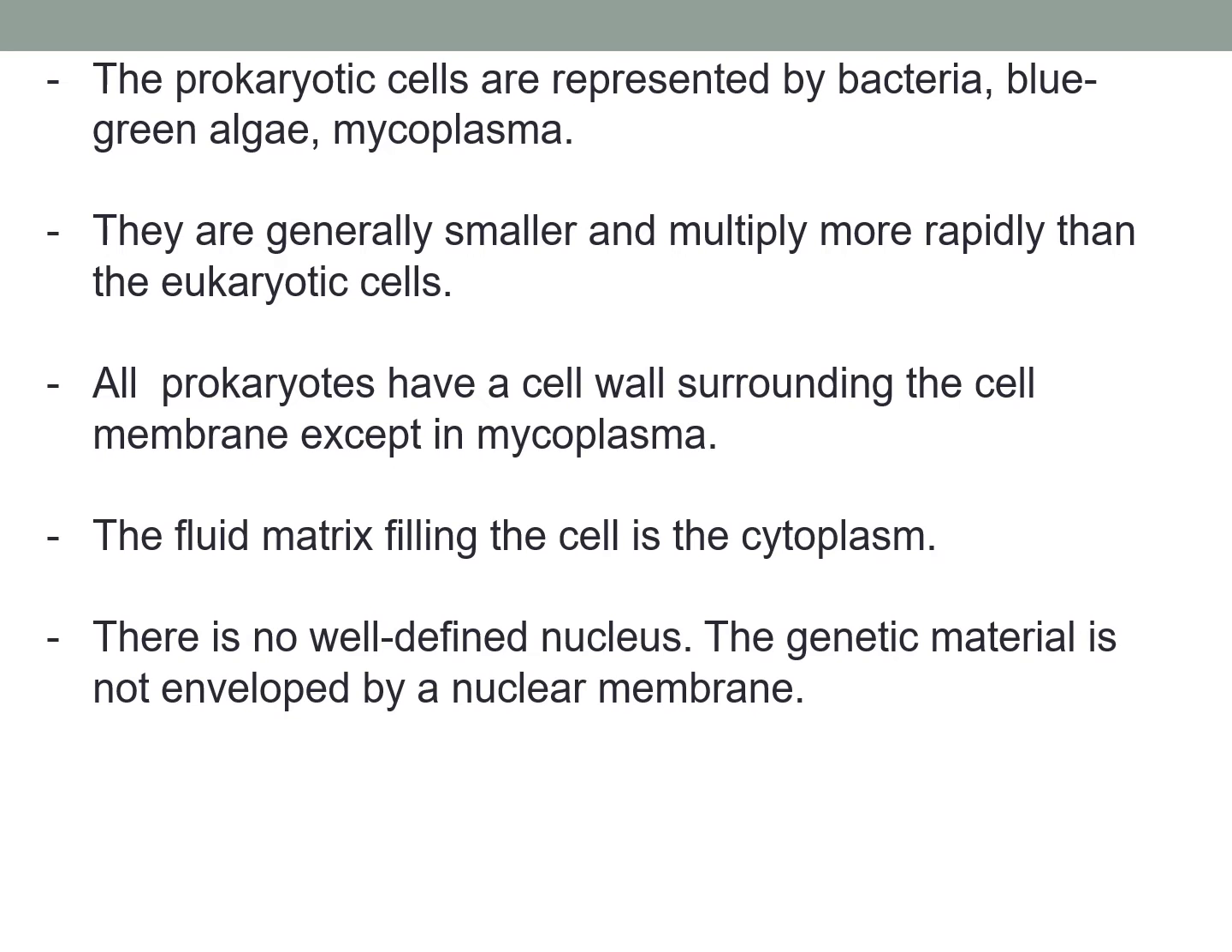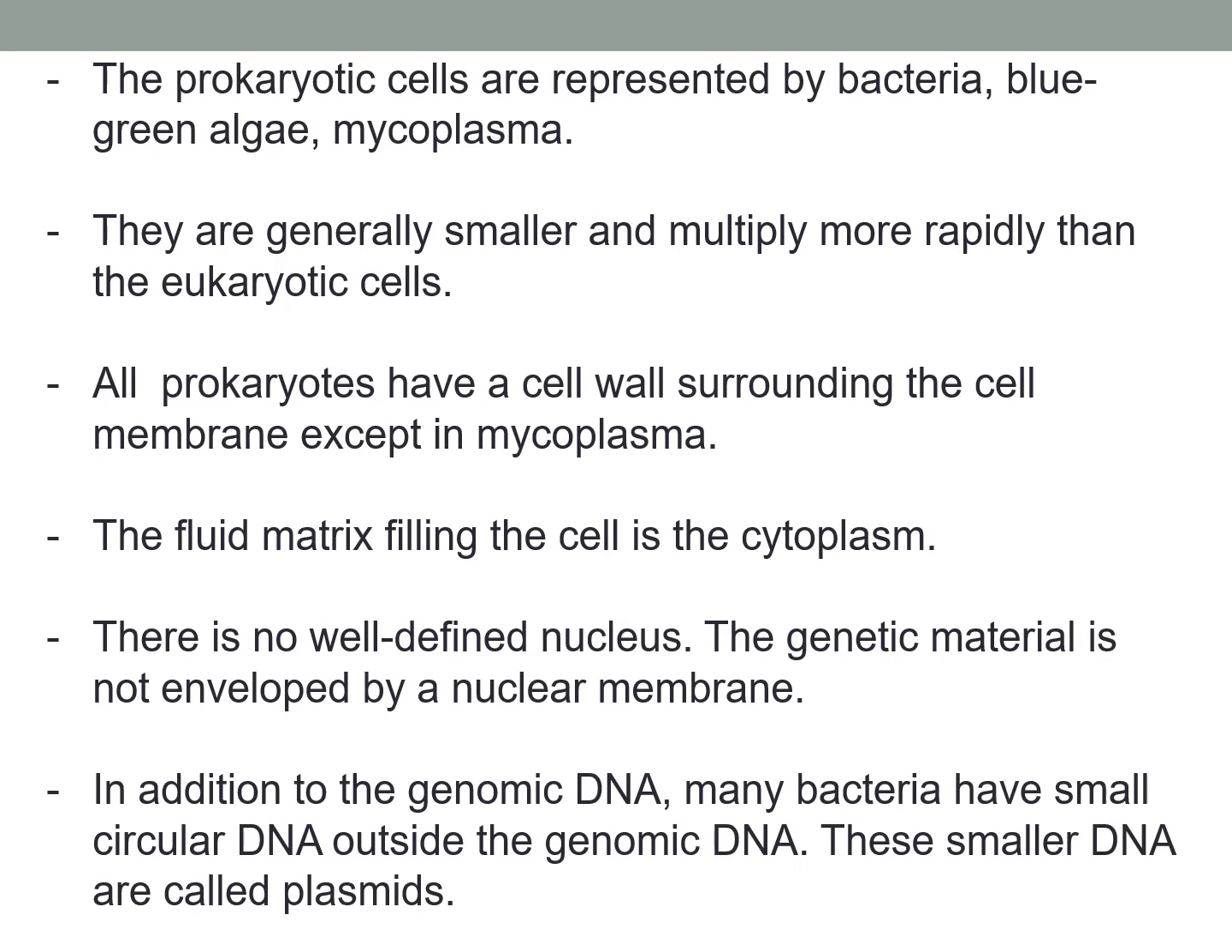There is no well-defined nucleus. The genetic material is not enveloped by a nuclear membrane. The characteristic feature of the prokaryotic cell is that they do not have a well-defined nucleus, and the genetic material is not enveloped by a nuclear membrane. In addition to the genomic DNA, many bacteria have small circular DNA outside the genomic DNA. These smaller circular DNA are called plasmids.